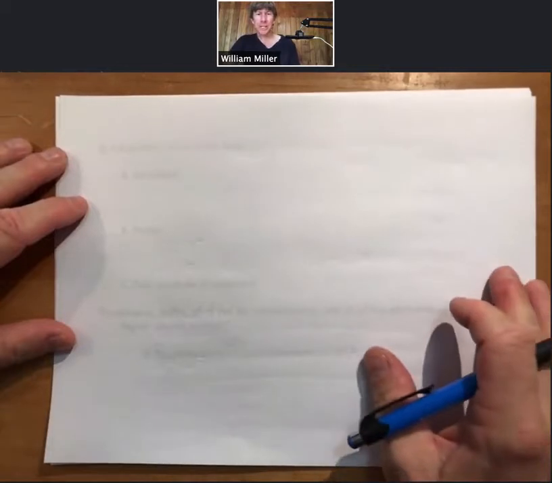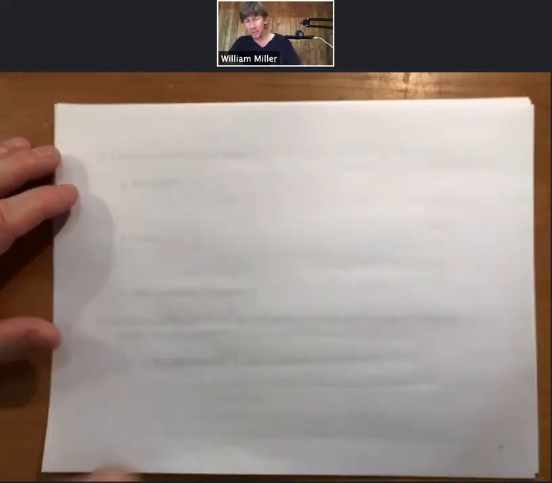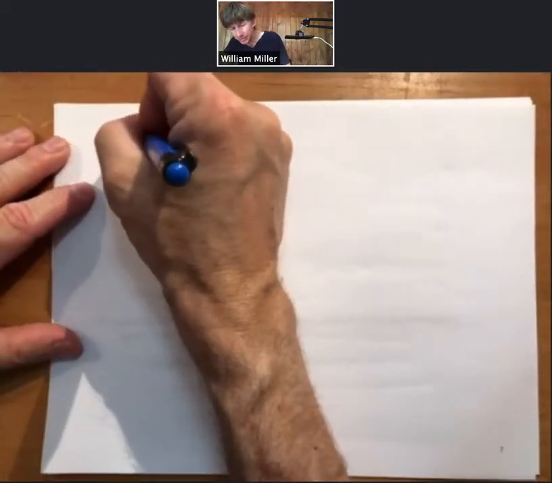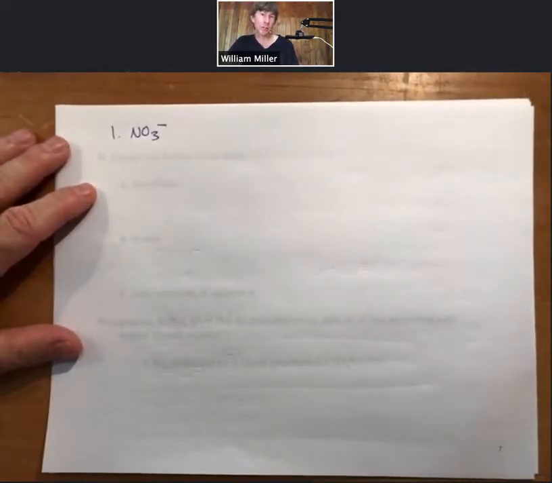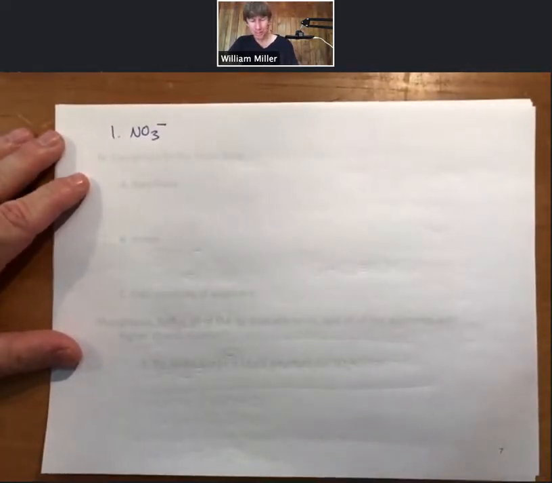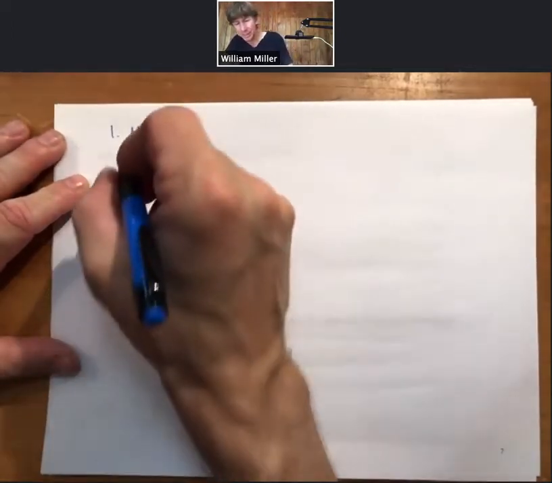This one's going to be a blank page, page 7. We're going to do a couple more examples where we do Lewis structures with formal charge analyses and show you just a couple strange things, perhaps. The first one we're going to do here is the Lewis structure and then formal charge analysis for nitrate. Nitrate, a very common ion.